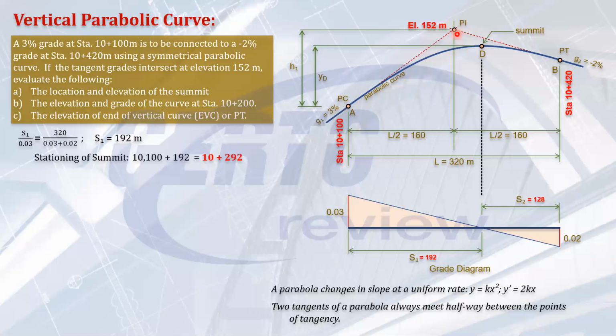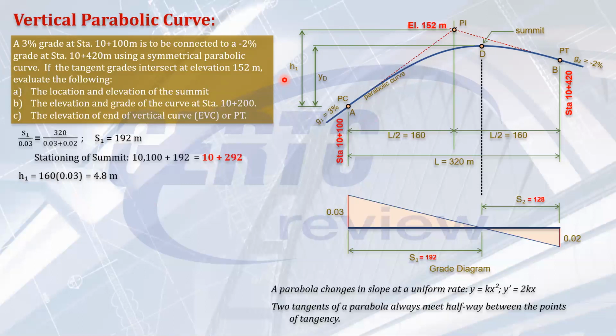So what is the slope? The slope is rise, H1, over 160. Slope is rise over run. So knowing that, H1 is equal to run multiplied by the slope. So H1 is equal to 160 times 0.03. That's 4.8 meters. This is H1. Rise over run, slope.